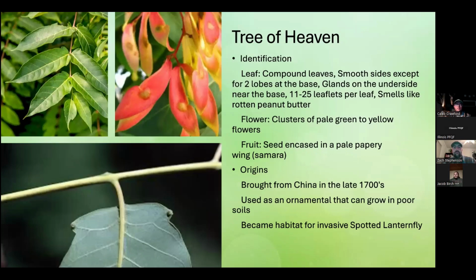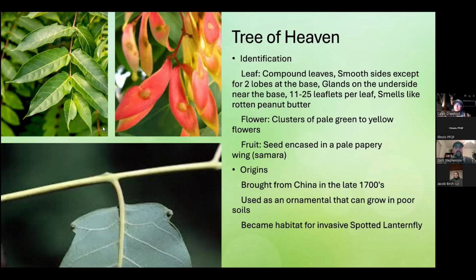And then next on our list is the tree of heaven. The easiest way to identify this one is using the leaves this time. The leaves are going to be compound, which means there are going to be multiple leaflets along one branch. And they're going to have smooth sides except for 2 lobes at the base of the leaf. And on the bottom of these lobes is going to be a gland that kind of looks like a tooth. That's the easiest way to identify this one.